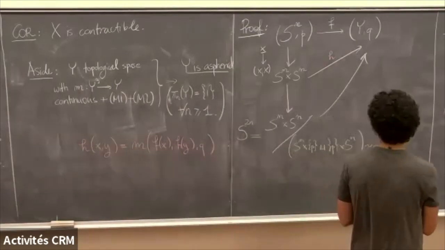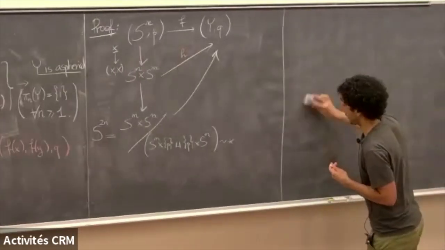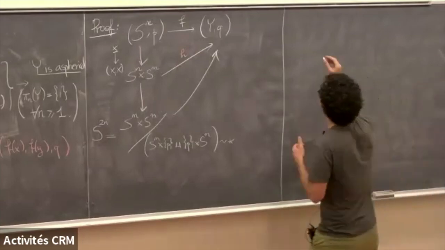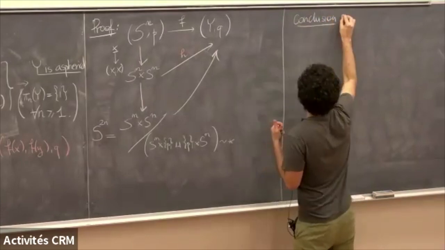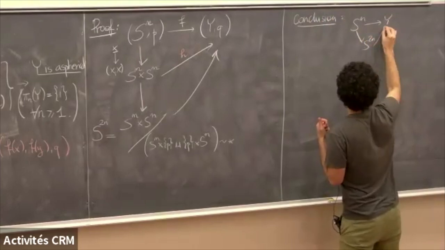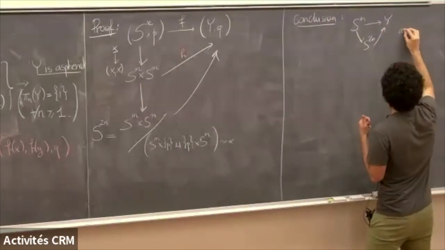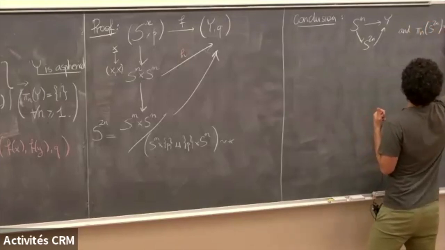Because now we've shown that any map from a sphere into Y actually factors through a map of the 2n sphere. And we know that homotopy groups of spheres below the dimension are all vanishing, and these are the easy homotopy groups to compute. So, conclusion: every S^n in Y factors through a map from S^2n, and pi_n of S^2n is trivial.